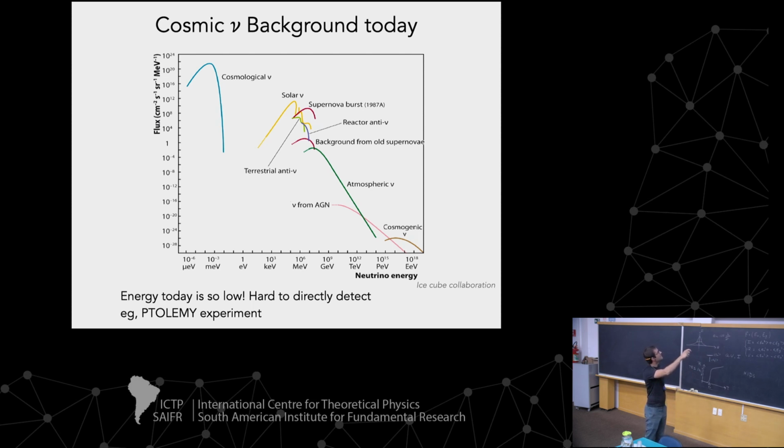And what you can see is the typical neutrino energies in this background are very low, of order micro electron volts, compared to all of the other neutrinos that you might be hearing about, the solar neutrinos, the atmospheric neutrinos, the ones that are produced in reactors, etc. And the rate of interaction of these neutrinos grows with their energy. And so when you have those cosmic neutrinos that are so low energy, basically their interaction cross-section is extremely small, and so they're very hard to detect directly.